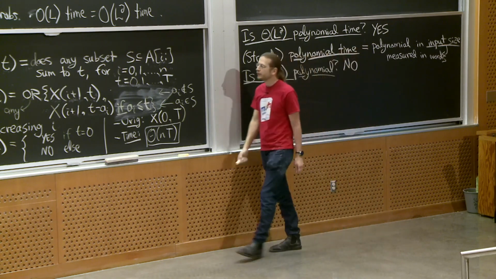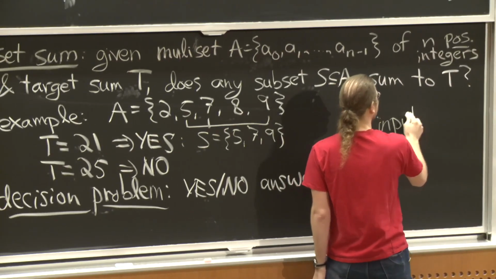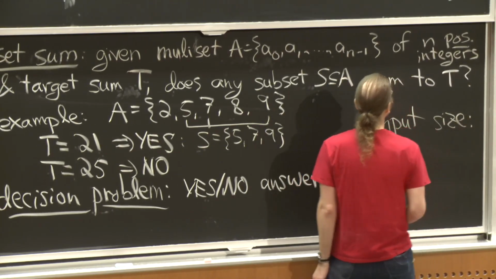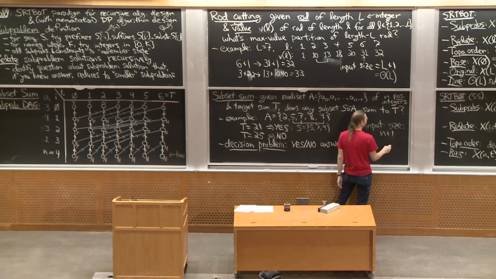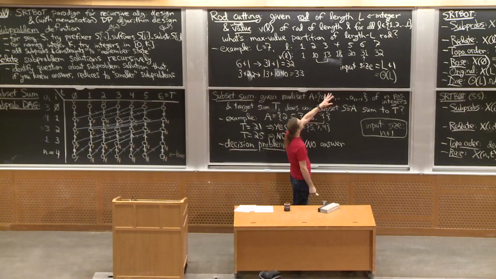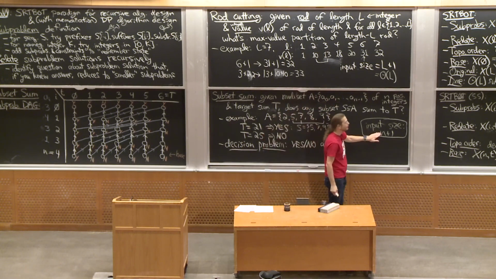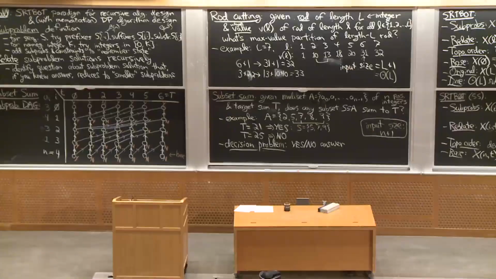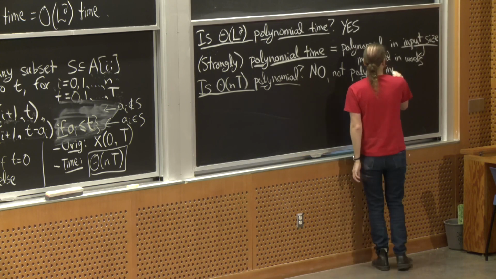Why? Because for this problem, what is the input size? How many words of input do I have? Well, I have these n integers, and then I also have the target sum. So similar to up above, our input size is n plus 1. Okay, but now the labels really matter. Before, it was L plus 1, and our running time was a function of L. Now our input size is just n plus 1, but our running time is a function of both n and T. Not polynomial in input size.